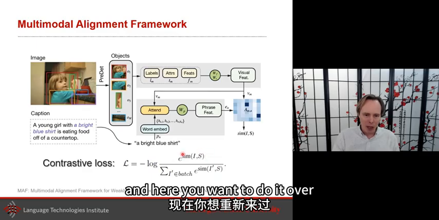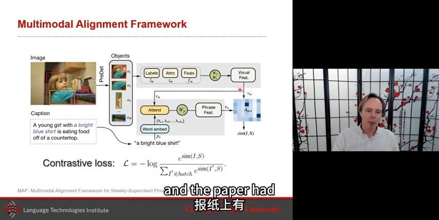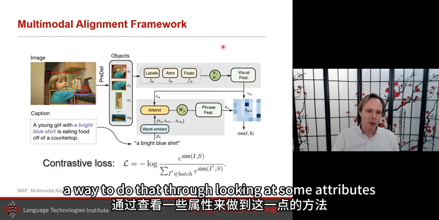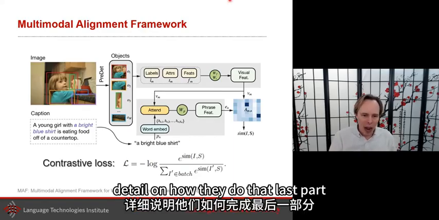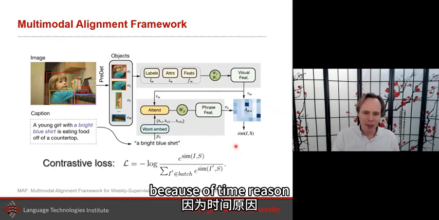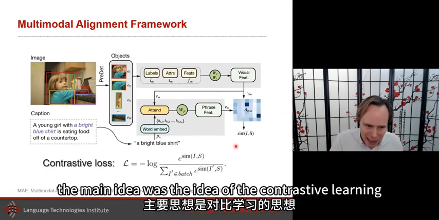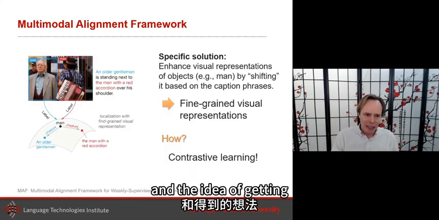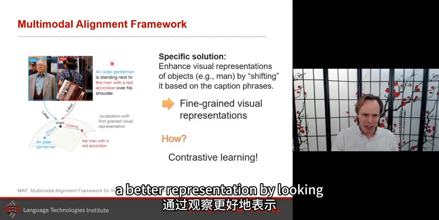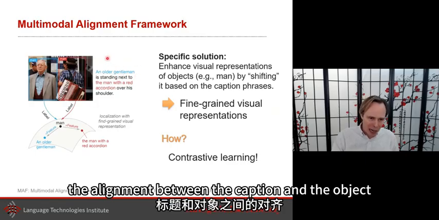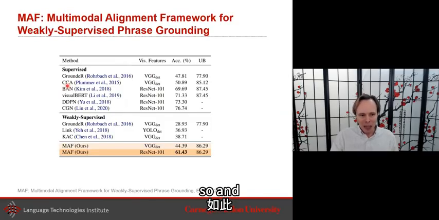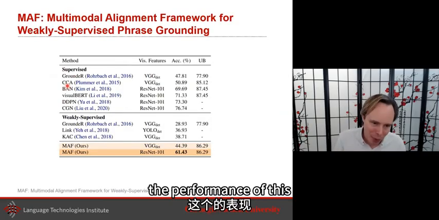Here you want to do it over the ones that are the most similar. The paper had a way to do that through looking at some attributes. I don't go into detail on how they do that last part because of time. But I invite you to look. The main idea was contrastive learning and getting a better representation by looking at the alignment between the caption and the object. And that improves, as you would expect, the performance.